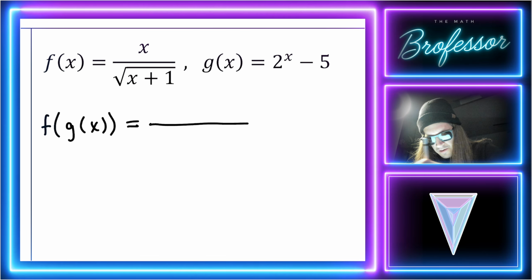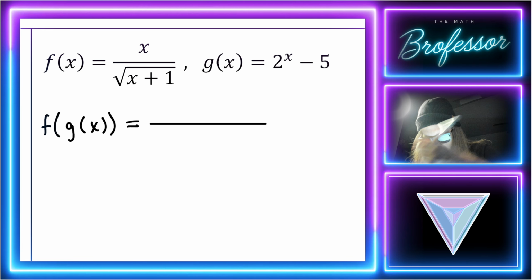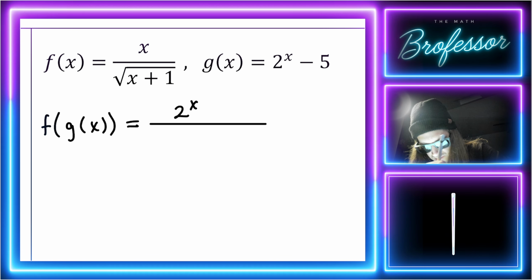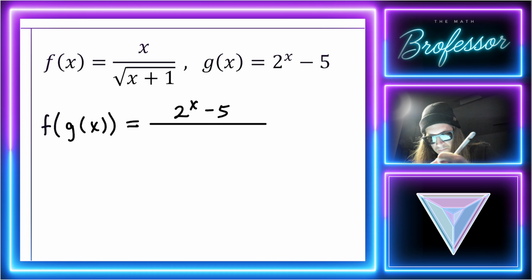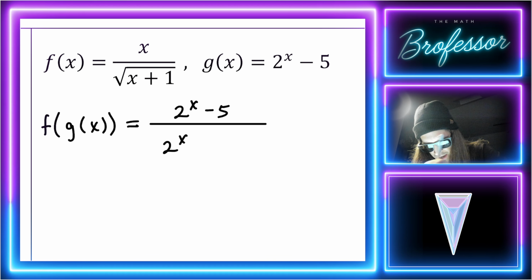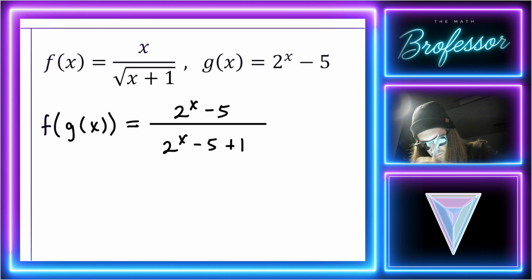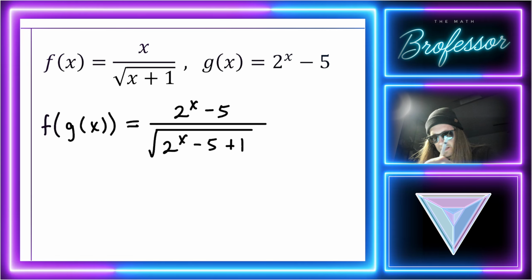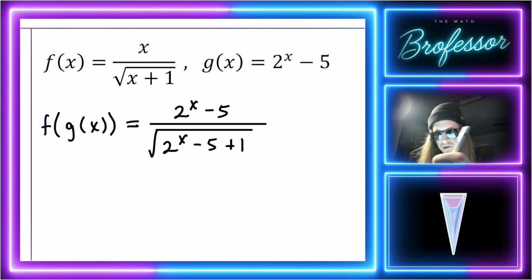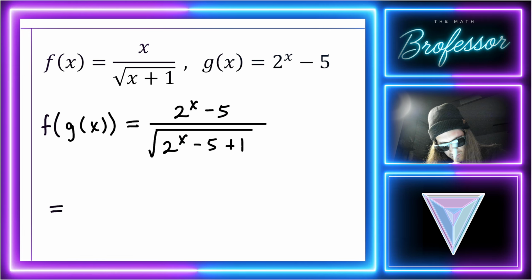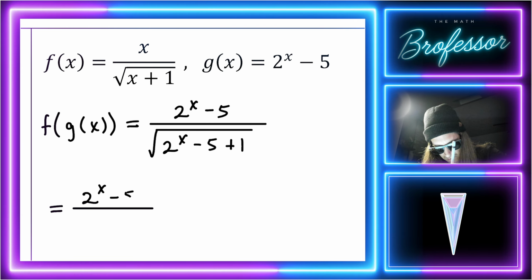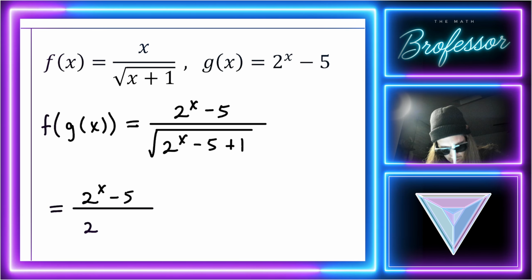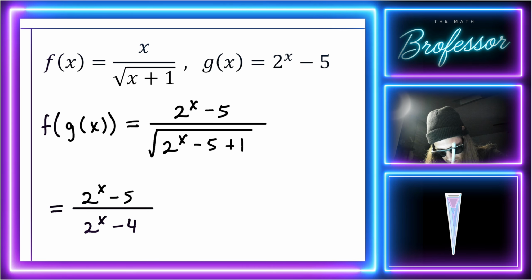So that will be 2x minus 5, and then 2x minus 5 plus 1 with the square root. And again, the only thing that simplifies here is negative 5 plus 1. So unfortunately, we rewrite this whole thing. 2 to the x minus 5. And then negative 5 plus 1 is negative 4. Negative 4 right there.